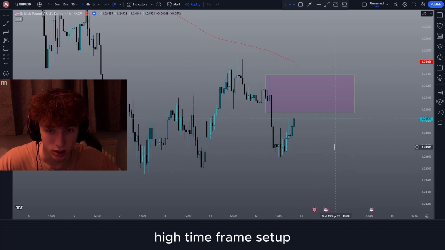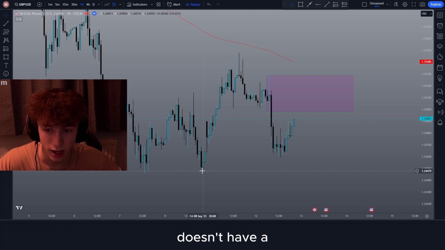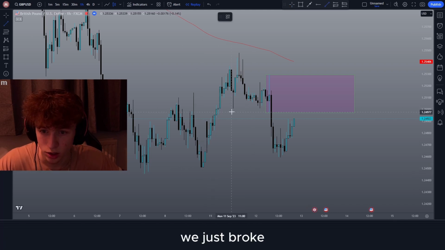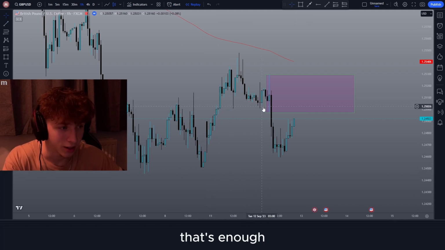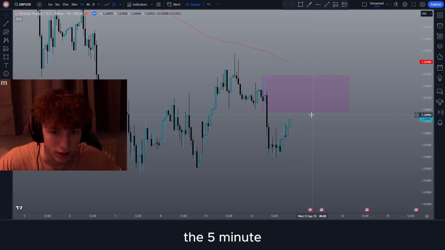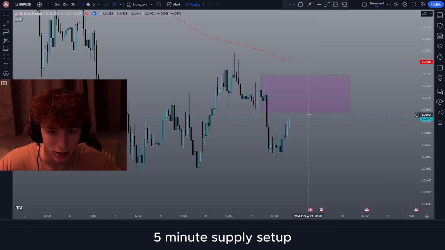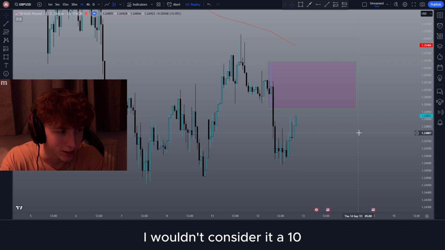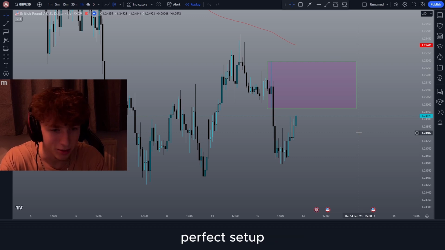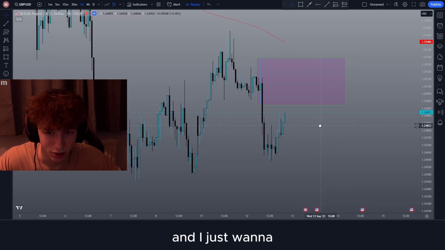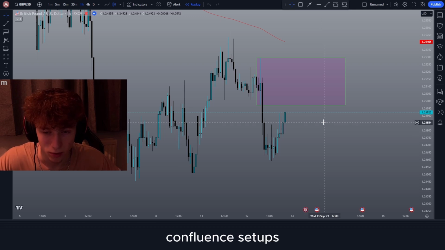And unfortunately, this higher time frame setup doesn't have a major break of structure. Instead, we just broke these minor swings here. That's enough for me to want to go into the 5-minute and look for a 5-minute supply setup. So with this setup, I wouldn't consider it a 10 out of 10 like perfect setup, but it's still very nice. And I just want to show you more high time frame confluence setups.